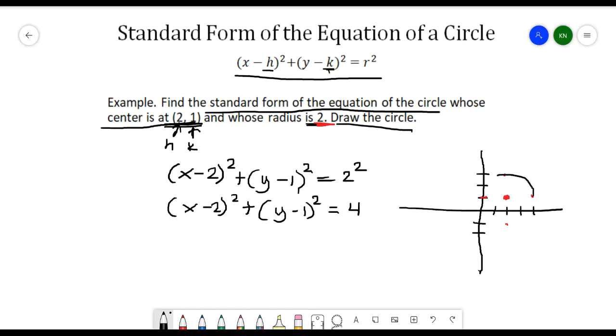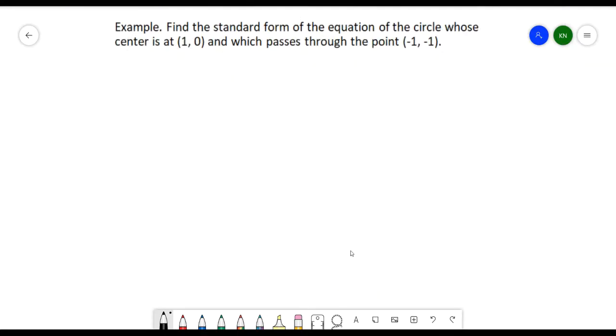This is what our circle probably looks like. It is said that the radius is 2, so any point on our circle is at a distance of 2 from the center. So that is the standard form of the equation of a circle. Now let's move on to the next slide, which is another example.